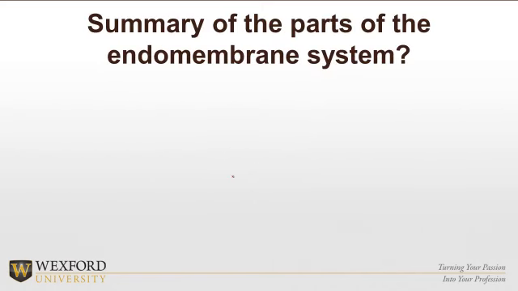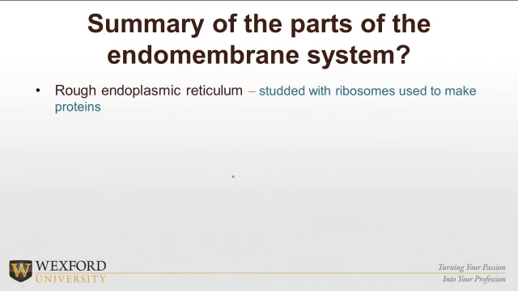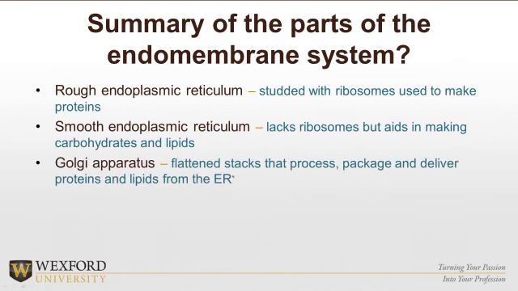So, a quick summary of the parts of this endomembrane system. We have that rough endoplasmic reticulum, which is studded with ribosomes and used to make proteins. Once again, I hope you have that part down by now. As opposed to the smooth endoplasmic reticulum, it does not have the ribosomes, and that's why, once again, the rough endoplasmic reticulum is rough by definition, because it has those ribosomes on it. But the smooth endoplasmic reticulum lacks those ribosomes, and it aids not just in making lipids, but also the carbohydrates that the cell needs. We have that Golgi apparatus, once again, flattened stacks that process, package, and deliver proteins and lipids from that endoplasmic reticulum.